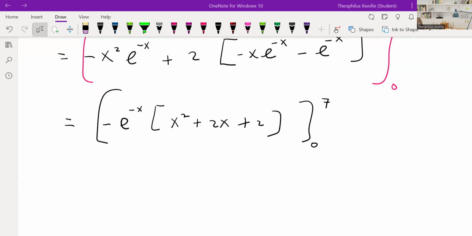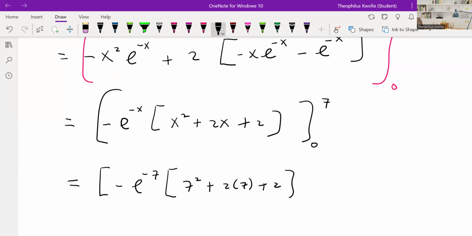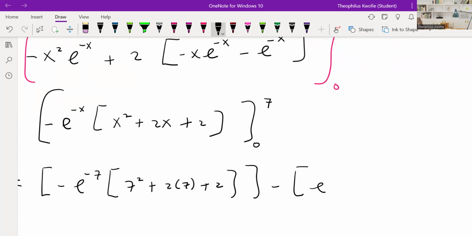All right. So now what happened is that we plug in the upper limit and then subtract from the lower limit. Wherever we see x, we just replace it by the upper limit. The upper limit is 7. So we're going to have minus e to the power minus 7 times 7 squared plus 2 multiplying 7 plus 2, then minus, wherever I see x on the other side, we just replace it by 0. So we have 0 squared plus 2 times 0 plus 2.